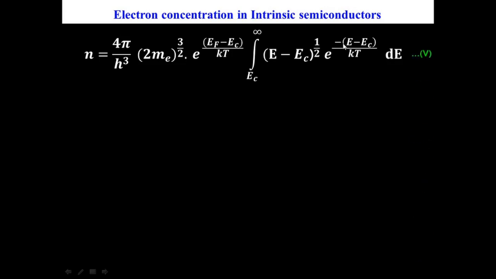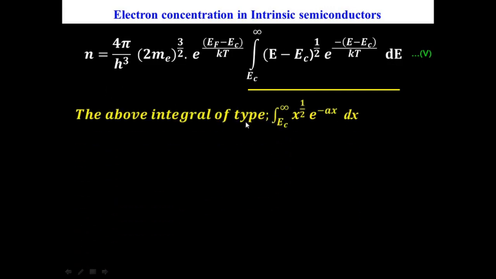Okay, so suppose this is equation number 5 and we will solve this integral. The above integral is of the type integral from Ec to infinity of x to the power half into e to the power minus ax dx. So this integral is of this type, where x is nothing but E minus Ec, and a is 1 by kT.